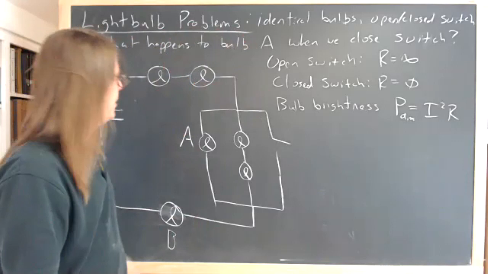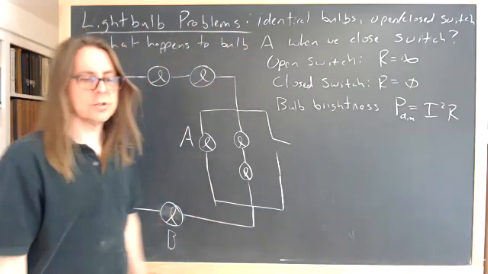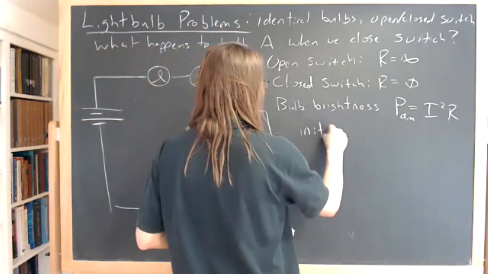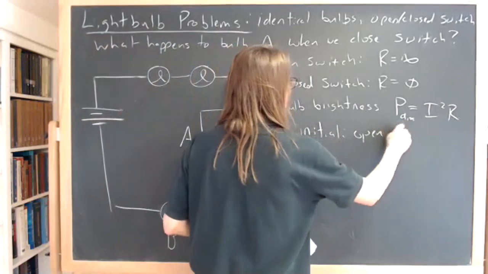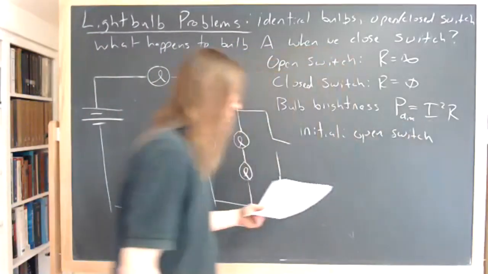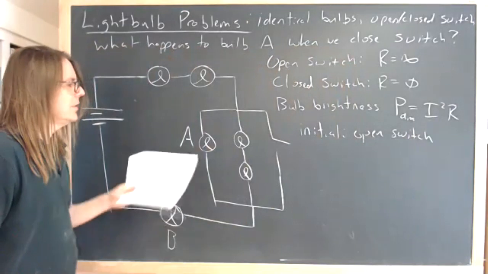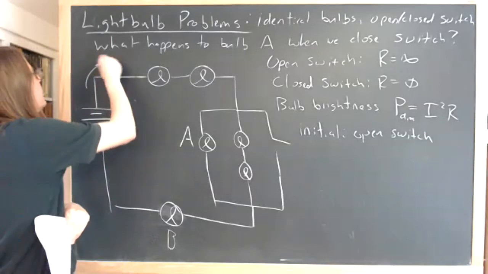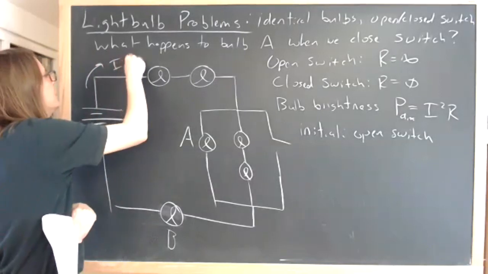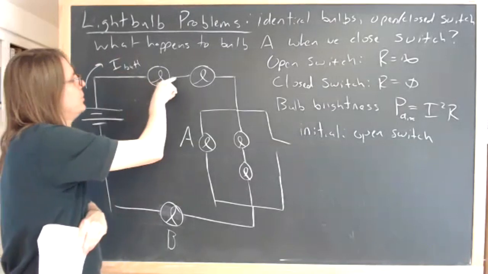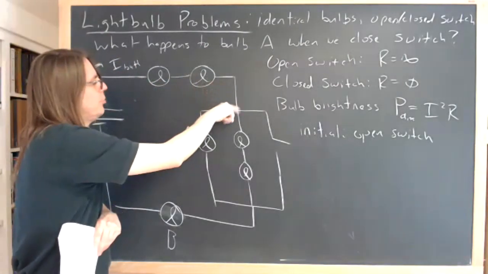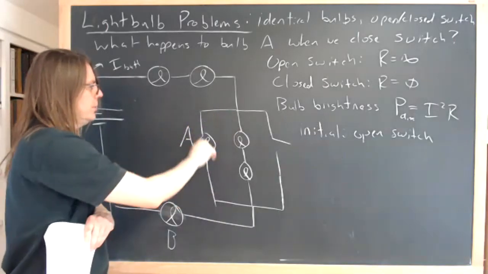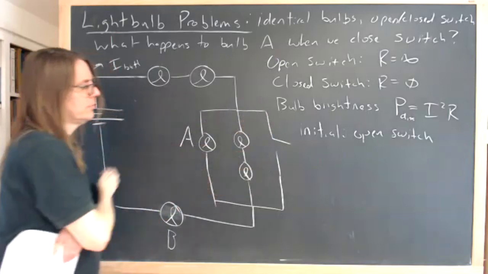Okay, so what happens to A when we close the switch? So let's think initial case. Open switch. All right. Are we going to get any light in that situation right there? Well, we know we're going to get some current. I bet it is going to flow through this bulb. It's going to flow through this bulb. And at this point, what are we going to get? Well, it's going to split. Some current will go here, some current will go here, and some current, I guess, could go there.